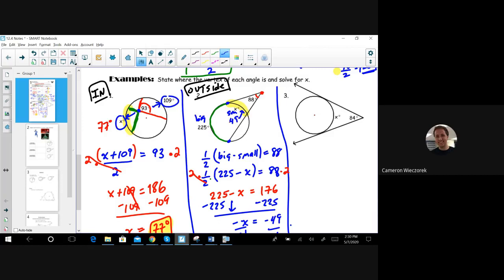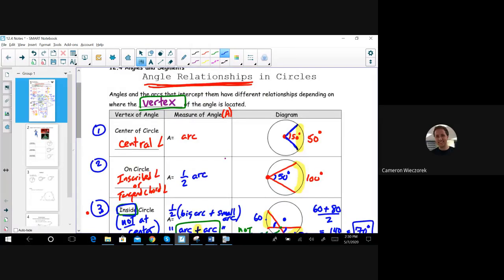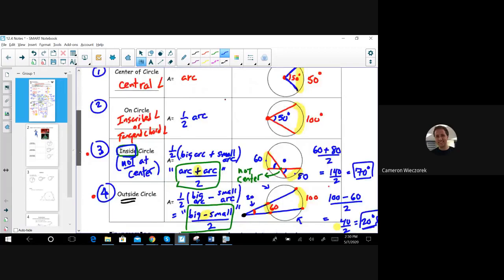And again, how did I know to use that formula? Because I located where the vertex was at. I saw the vertex was outside the circle. Here I saw the vertex was inside the circle. And again, if it was on the circle, then I would just use what we did in section 12.3, or if it was at the center.